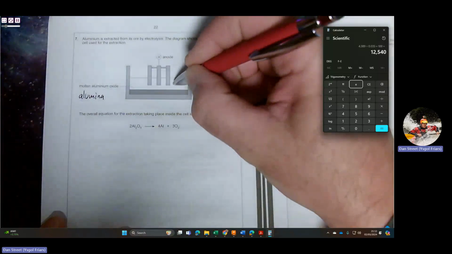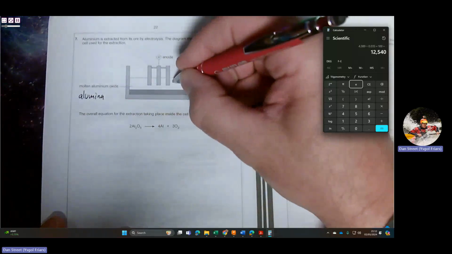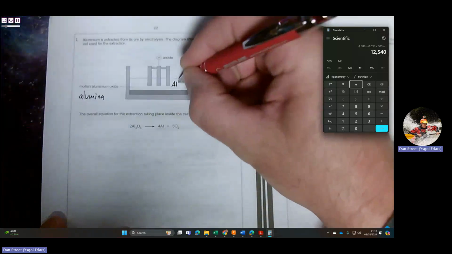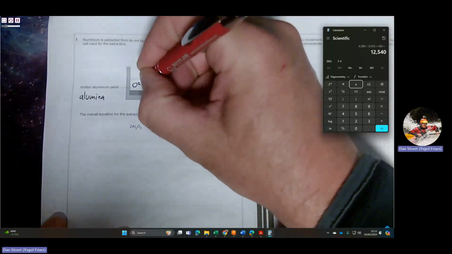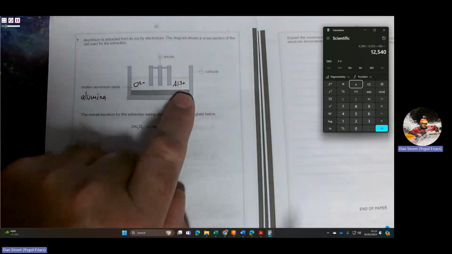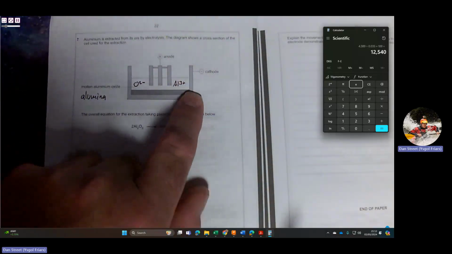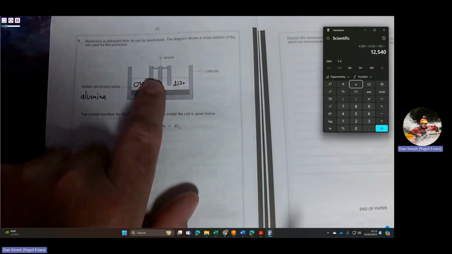So we could remind ourselves that floating around in this molten aluminium oxide, we've got some Al3+ ions, and we've got O2- ions. Because when you melt alumina or aluminium oxide, the ionic lattice breaks down and it frees the ions, which is why electrical current can flow through molten aluminium oxide. The positive ions are attracted to the negative cathode, and the negative ions are attracted to the positive anode.